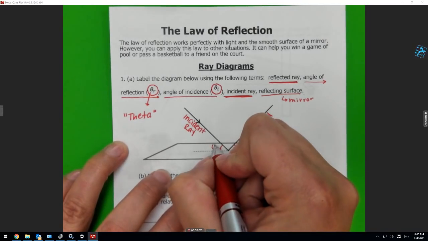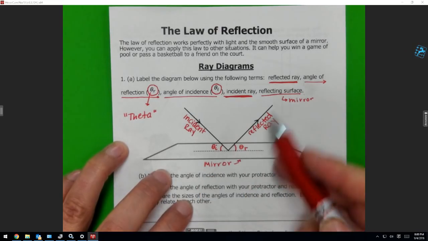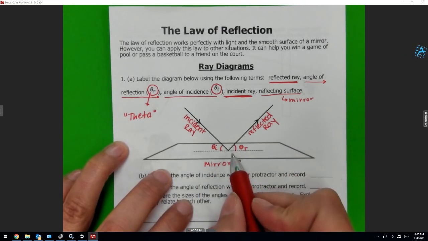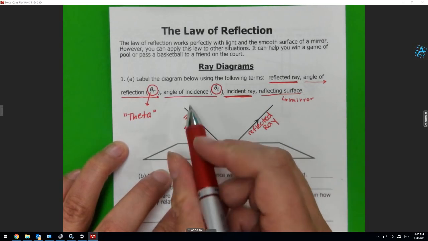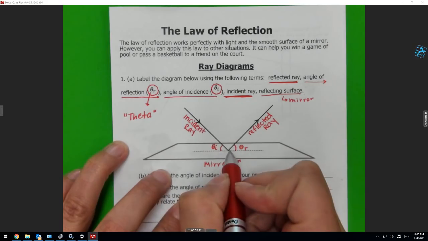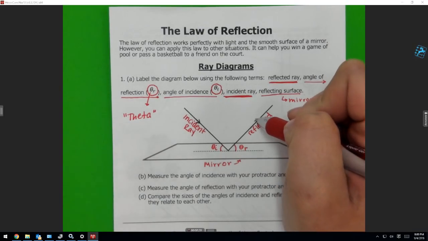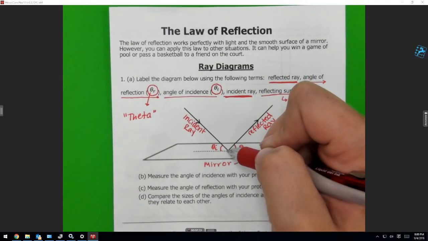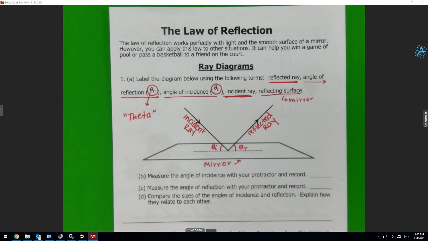So this is going to be my theta I, and this is going to be my theta R, because it's on the reflected ray side, so it's the angle that the ray makes with the surface. And this is the incident ray. Incident is like incoming. That's the angle that the incoming laser beam light makes with the surface. You'll notice when we do our arrows on here, we put the arrows in the middle. We don't put them on the end because we want to be able to measure this angle, and if the arrow is right here on the end, it makes it harder to measure that angle.